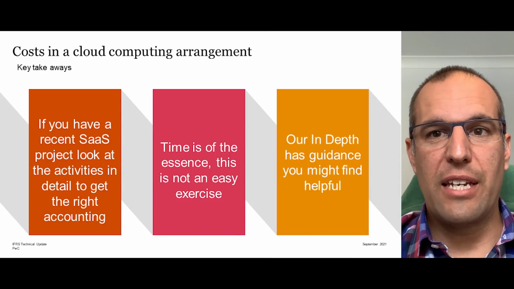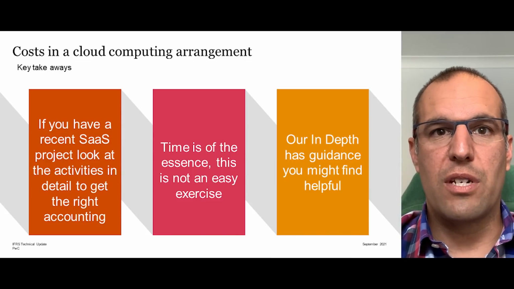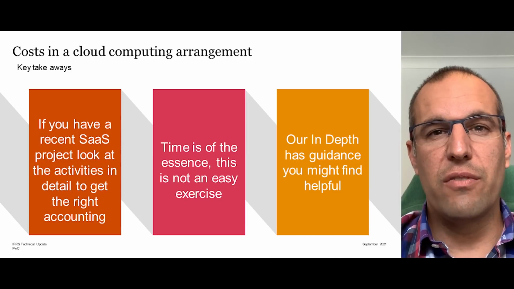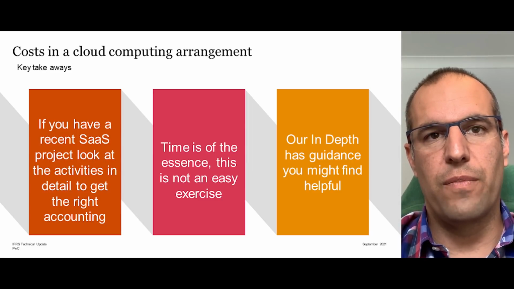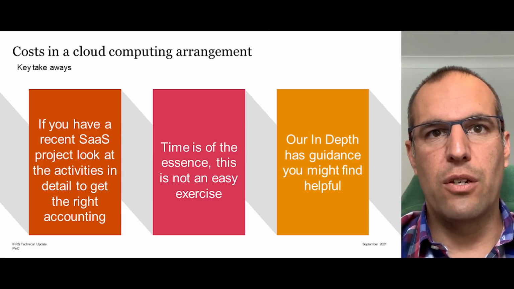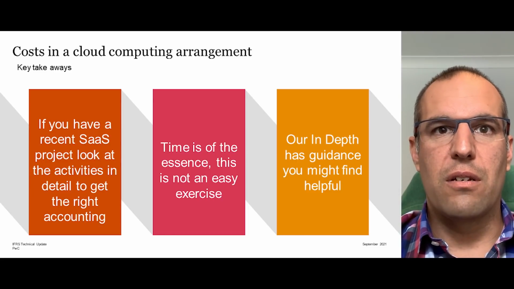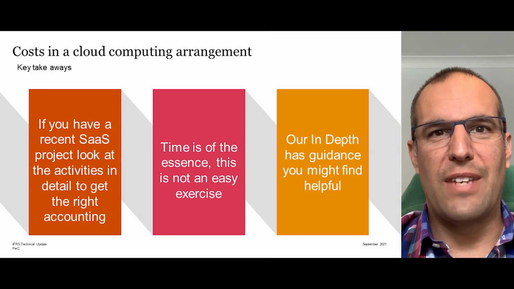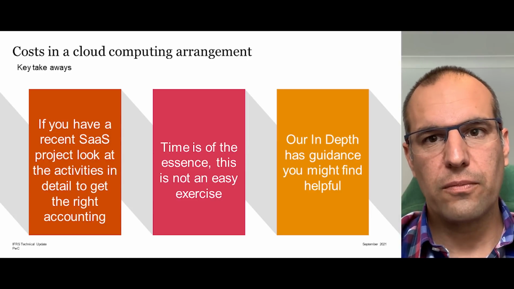So if we think about the key takeaways here, if you have a significant SaaS project underway or one that was done recently, you need to look at the activities in detail to determine if they're part of the CC or if they're separate units of account that need to be considered under IAS 38. And secondly, it would probably be a good idea, if you've already started to do this, if you're affected, because time is of the essence. And as we've looked at this, we've realized it's not an easy exercise.